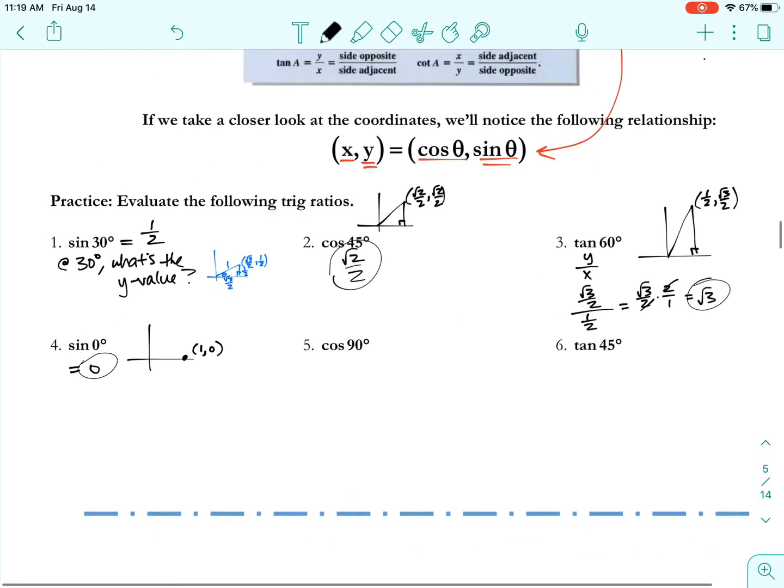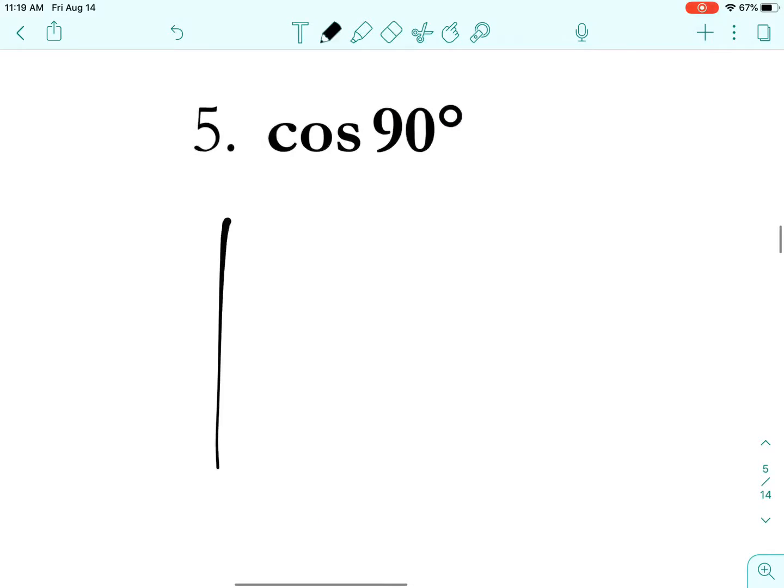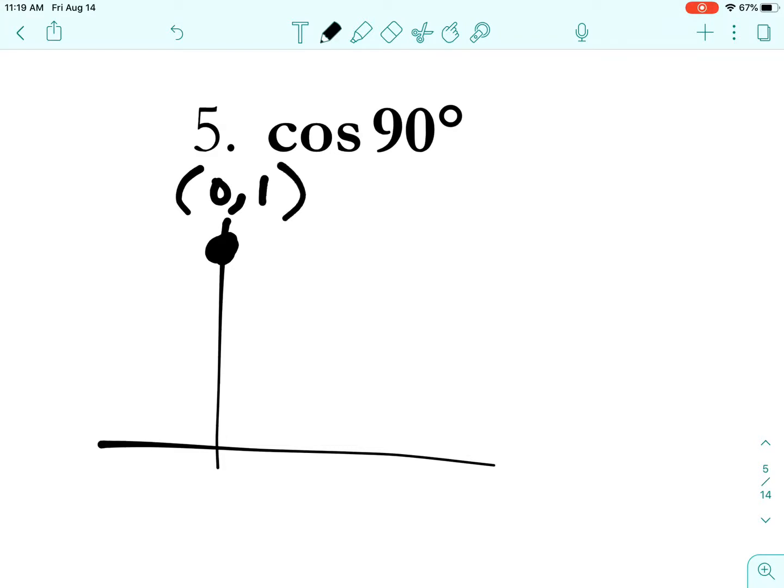Let's do another one. Cosine of 90. What dot is for 90 degrees? It's up here. 90-degree rotation starts at 0 and rotates up to 90. Remember, that ordered pair was 0, 1. I went left and right 0, and I went up 1. And remember that cosine is x/r, and the x value is 0, and the r is 1, and therefore 0 divided by 1 is 0.